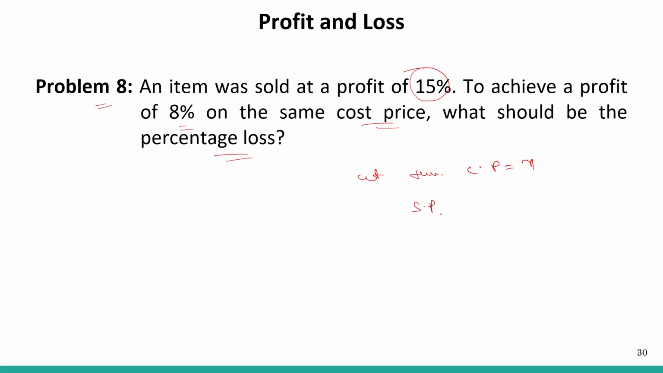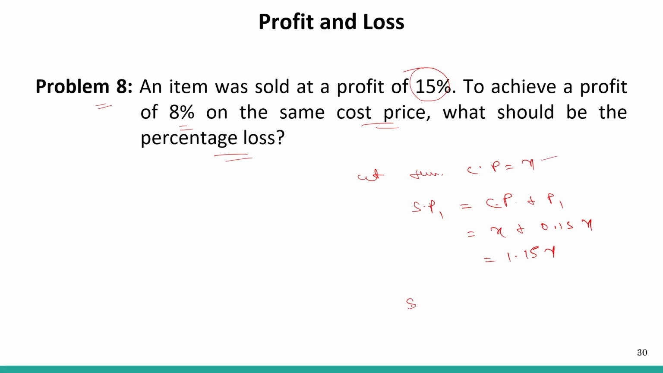So selling price 1 is equal to what? CP plus profit. So SP1 is equal to X plus 0.15x, which is 1.15x. That is the selling price 1. To achieve a profit of 8% on the same cost price, the cost price is this much.